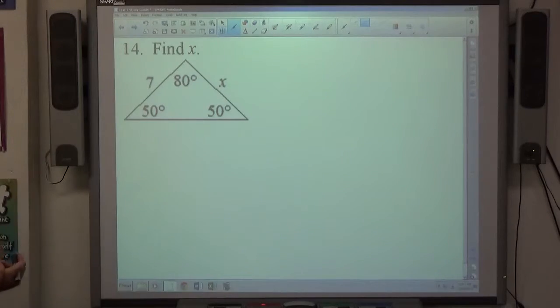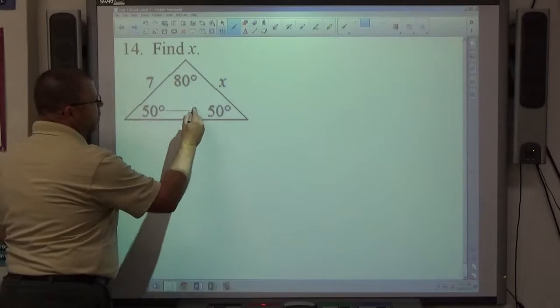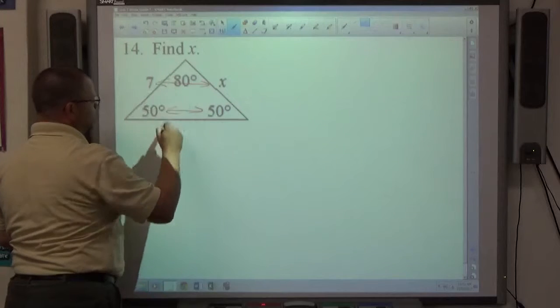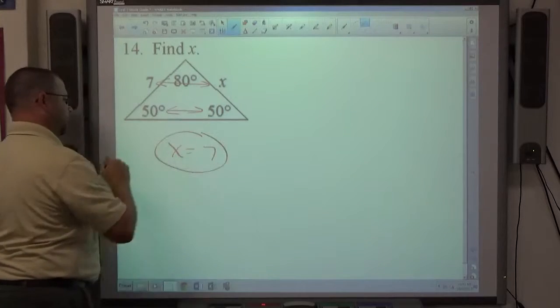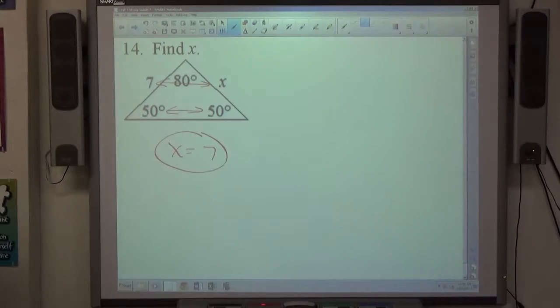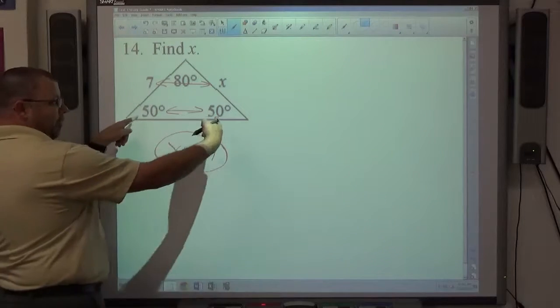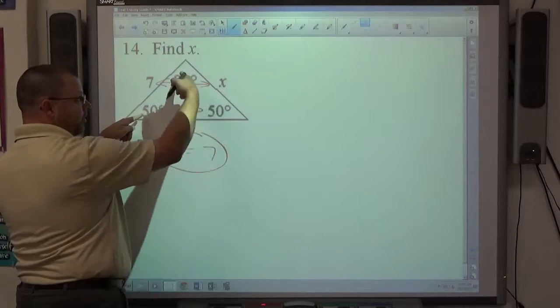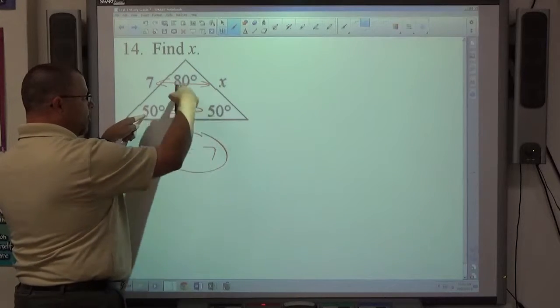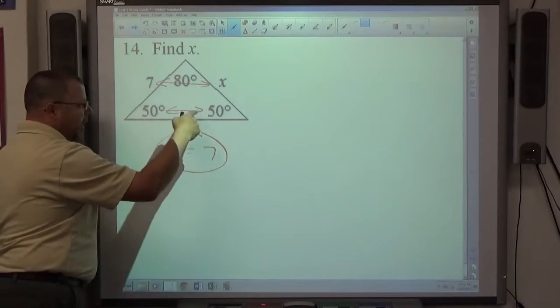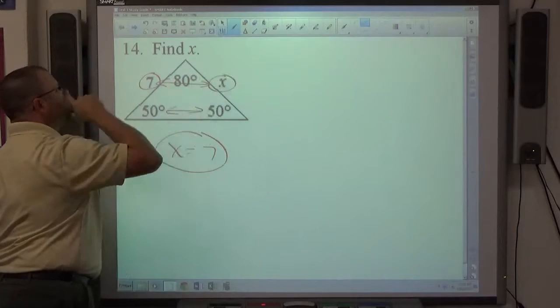Number 14, find x. This I would call the easiest problem on the test. These are equal, so these are equal. Please don't miss that problem. It'll be just like that on the test. I'm going to give you a different number here. These angles might be different, but these will be the same. 40, 40, 100, 45, 45, 90, whatever. But these will match, so these are equal to each other.